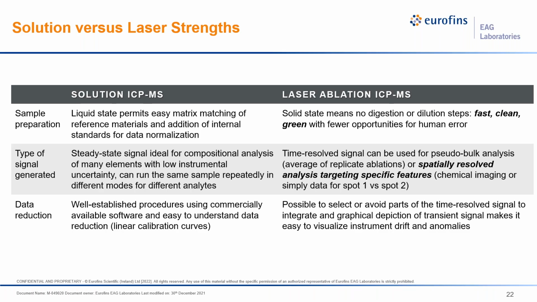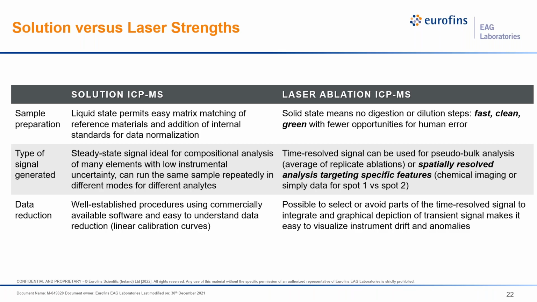For solution mass spec, some of the advantages, its liquid state makes it really easy to create matrix match reference materials. You can just dope in iron or nickel or whatever your matrix element is to create a matrix matched calibration curve. And you can add internal standards for data normalization to both your samples and your calibration curve. No problem, because it's all in solution. That's pretty classic wet chemistry.